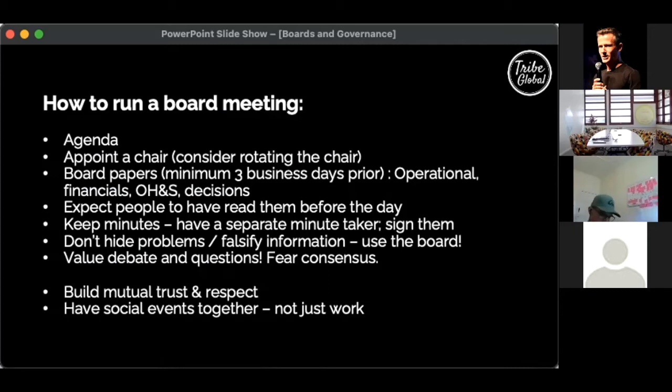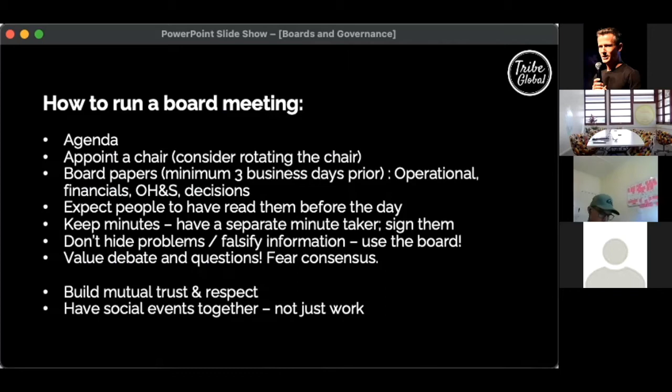So it's a chance for the board members to go, hey, CEO, on page 13 where you talked about this in the finances, I don't get this bit. Or I'm worried about our cash flow forecast at month 7. Or I'm worried about this OH&S incident that you mentioned here. What's our procedure around that?